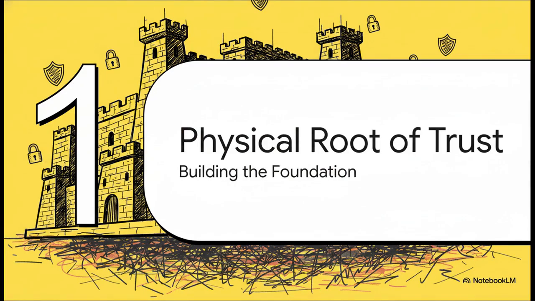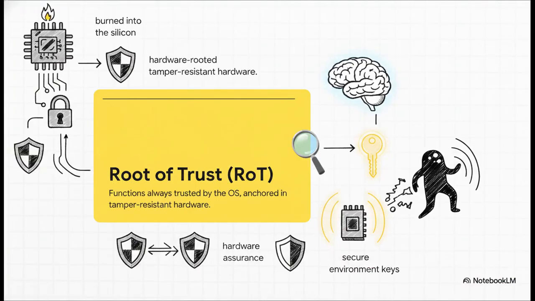Section 1. The physical root of trust. That paradox we just talked about perfectly sets up this core concept. The harsh reality here? Software just can't verify itself. We absolutely have to establish our digital fortress on a foundation that malicious code simply cannot alter or trick. We establish this through what's known as a root of trust. Now, the key phrase here is burned into the silicon.